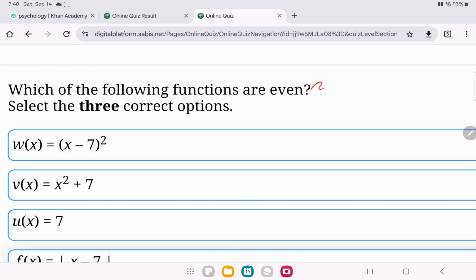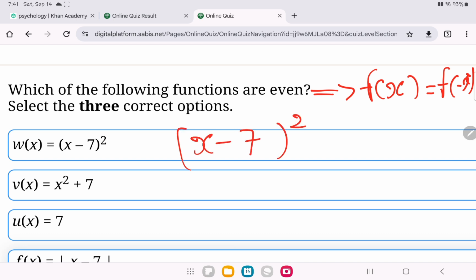So, which of the following functions are even? The rule for even functions is f(x) equals f(-x). Oops, the x will not write. f(-x). Okay. So, we have w(x) equals (x minus 7) squared. There's no need to replace the x because it's already there as x. But now we need to take the minus x. So now instead of the x, we put (-x minus 7) squared.